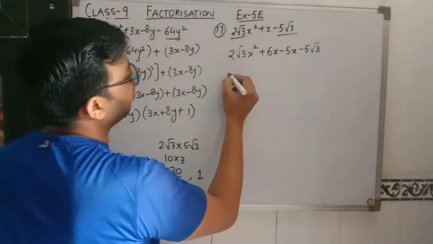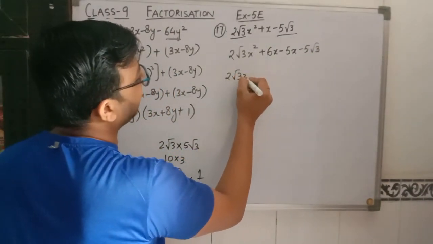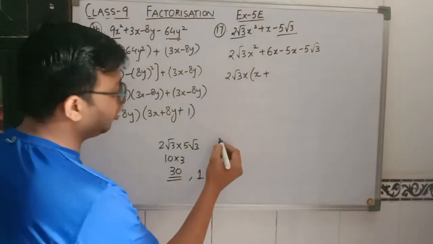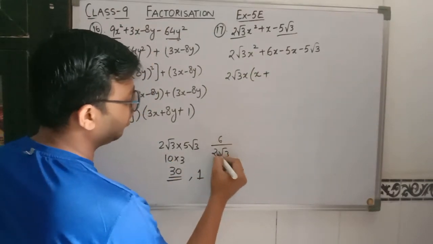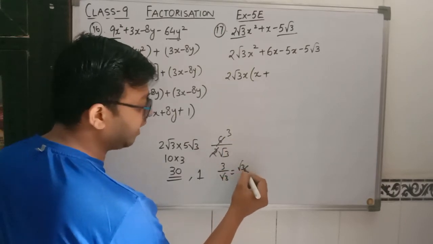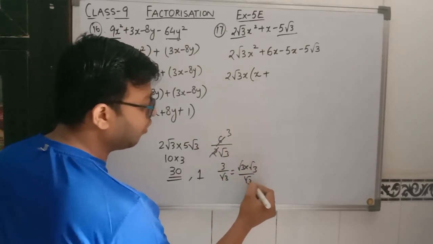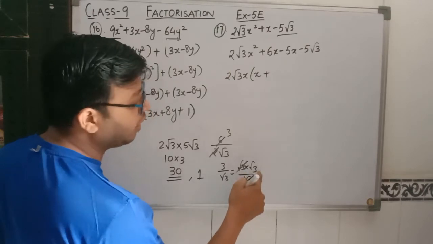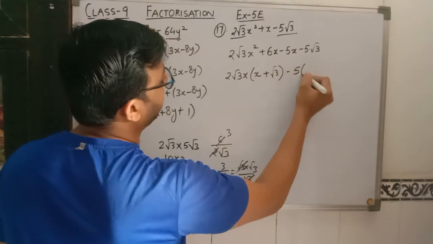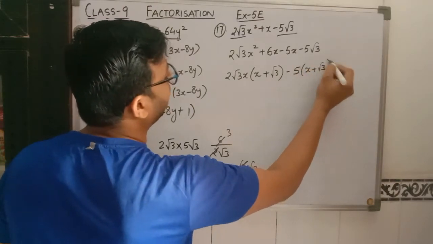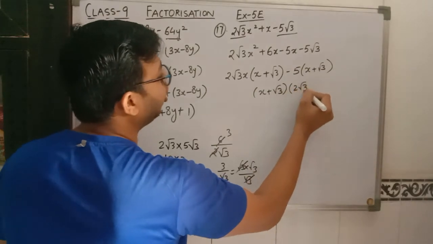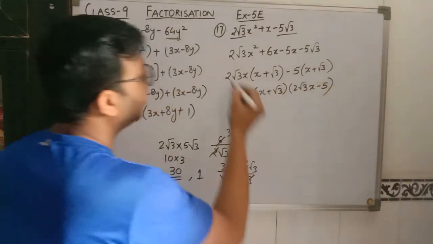In the first two terms you can take 2 root 3 x as common, so x will remain, plus, when you divide, you can easily say 3 by root 3 is coming. Now 3 can be written as root 3 into root 3, so one root 3 is cancelled and only root 3 is left. Plus root 3. In these two terms you can take minus 5 as common, so again x plus root 3. So x plus root 3 in the first bracket, and 2 root 3 x minus 5 in the second bracket.